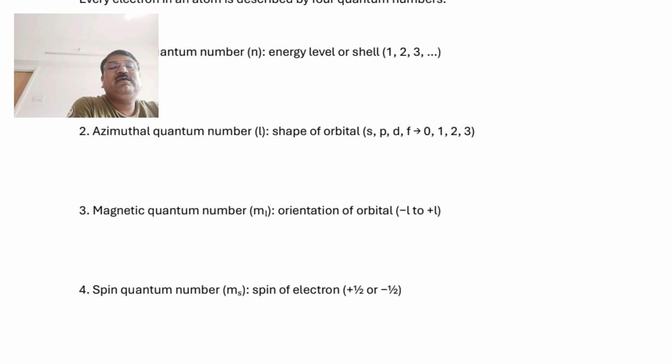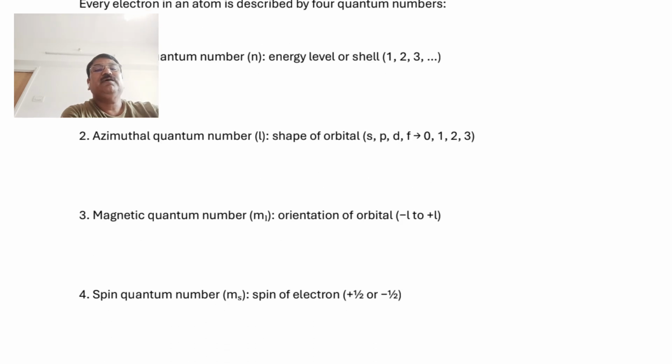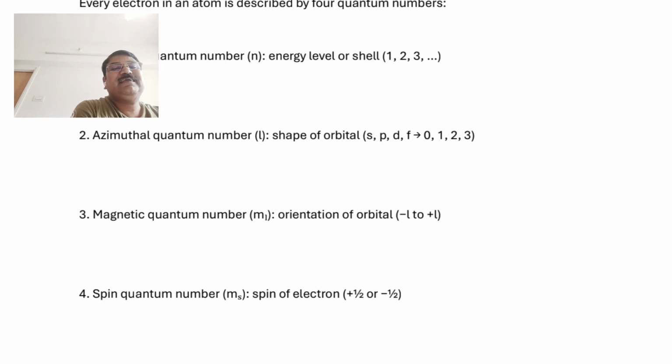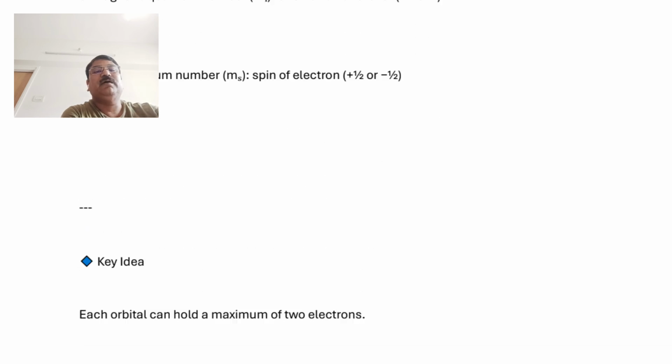And the fourth one is the spin quantum number, that is m_s. It explains the spin of the electron: if it is in a clockwise direction, plus 1/2; if it is in an anti-clockwise direction, minus 1/2. So with the help of these four quantum numbers, a single electron is explained. Do you understand?